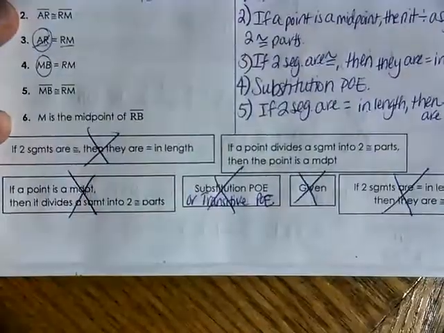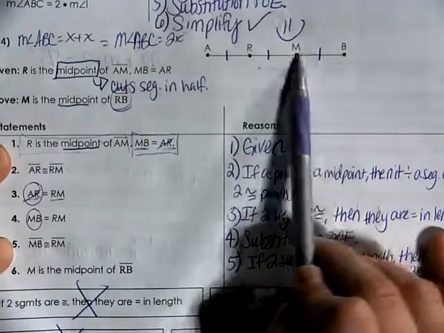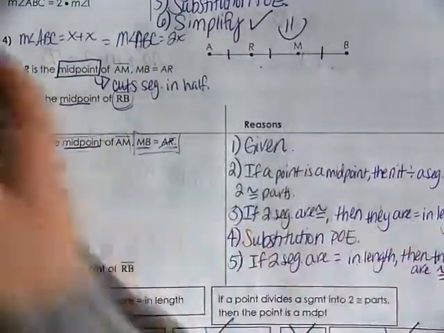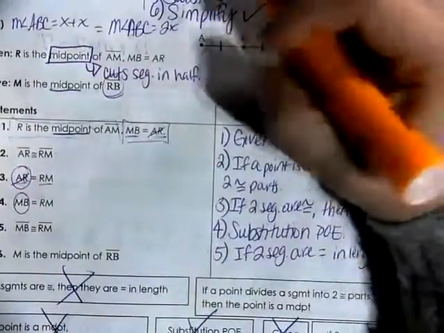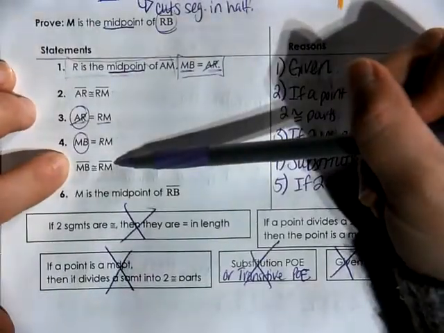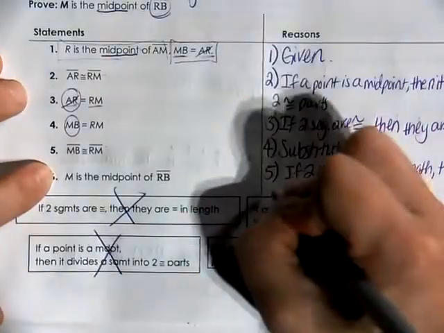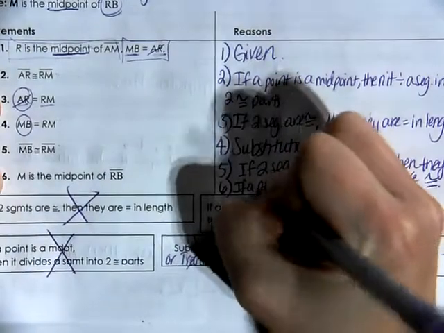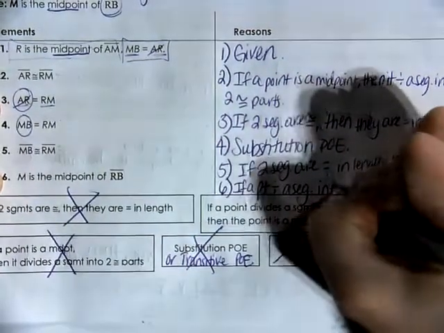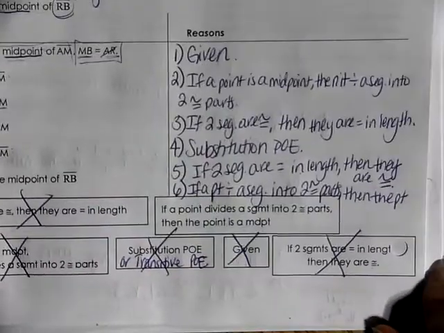And now finally, we have segment MB is congruent to segment RM. So if you have in this segment from R to B, both sides being congruent to each other, that indicates that point M has to be a midpoint. So what came before? We have congruent segments where a point divides a segment into two congruent segments. That was point M. Then that point has to be a midpoint. So if a point divides a segment into two congruent parts or segments, then the point is a midpoint.